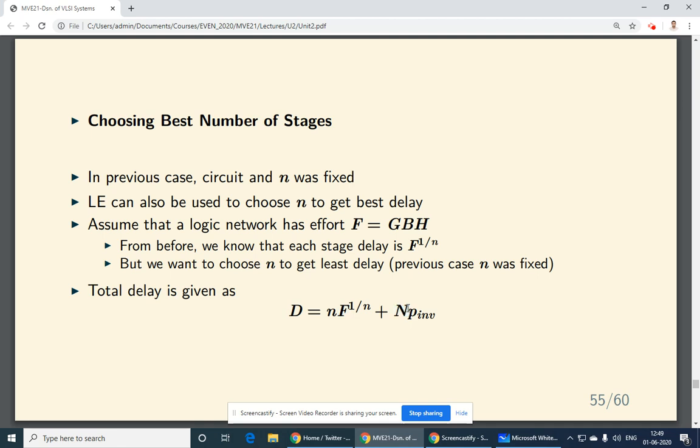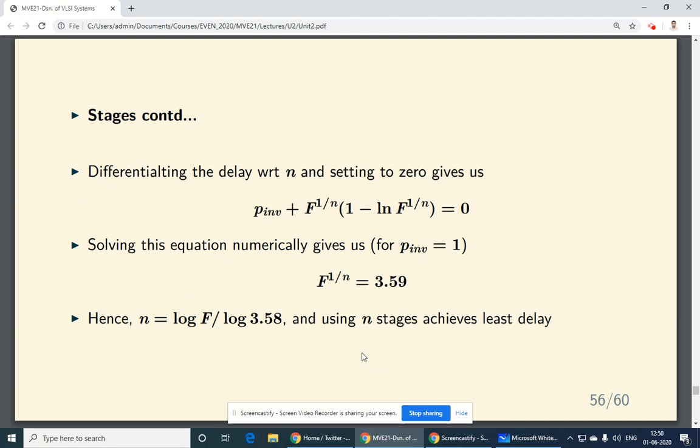And this part is just the parasitic delay. If I want to minimize this, what is the value of n? The two n's here are a little confusing. They are all the same, just small n. If I want to solve this for n, I just have to differentiate with respect to n, and I get this equation. Unfortunately, we don't want to solve it by hand.